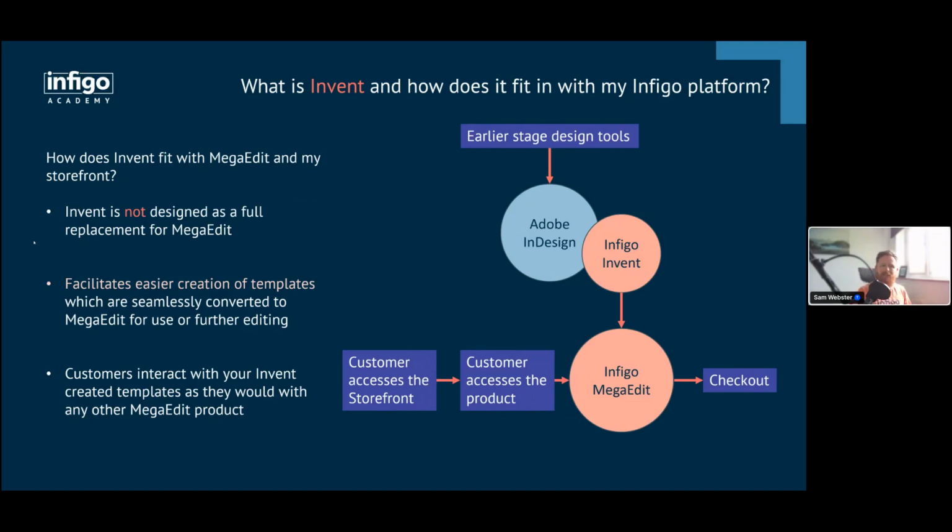So you'll have your early stage design tools, and then once you actually get your artwork into Adobe InDesign, that's when it comes hand in hand with the Invent plugin, which, as I've said, works within InDesign itself. Once you've configured your template, you export it from Infigo Invent and take it into Mega Edit on your actual storefronts themselves. And this is where your customers will actually interact with them.